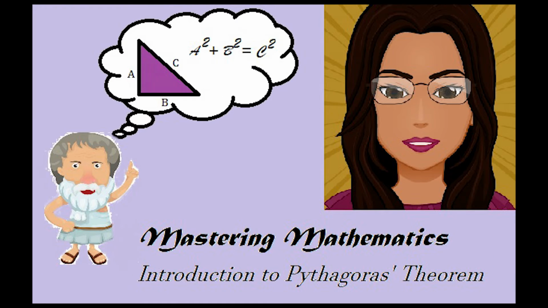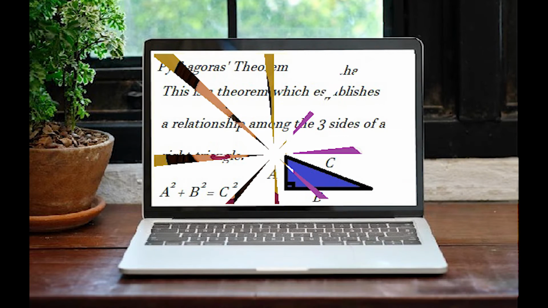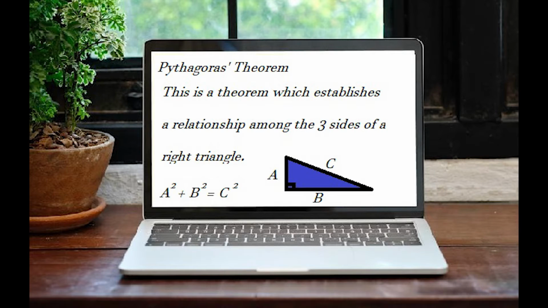Welcome to Mastering Mathematics. In today's video, let's talk about Pythagoras theorem. Now, we're probably all really familiar with this theorem, but let's just take a quick look at it. The theorem basically establishes a relationship among the three sides of a right-angled triangle. It tells us that the square of the length of the longest side of the triangle is equal to the sum of the squares of the lengths of the two shorter sides.